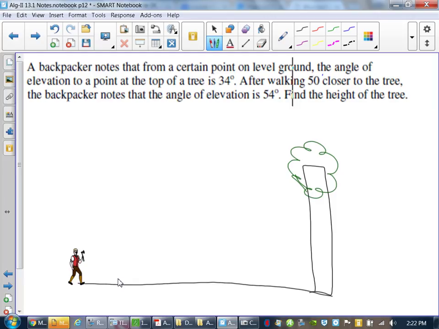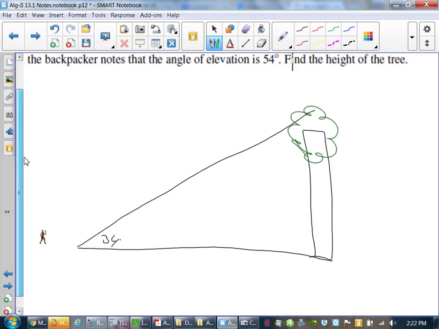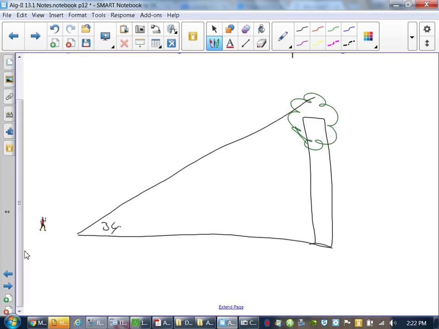So, the angle of elevation. Okay, so this isn't from his eyes. No, it's from the ground. He fell over, he was taking a nap. What's 34 degrees? Okay. At this point, how far away is he from the tree?